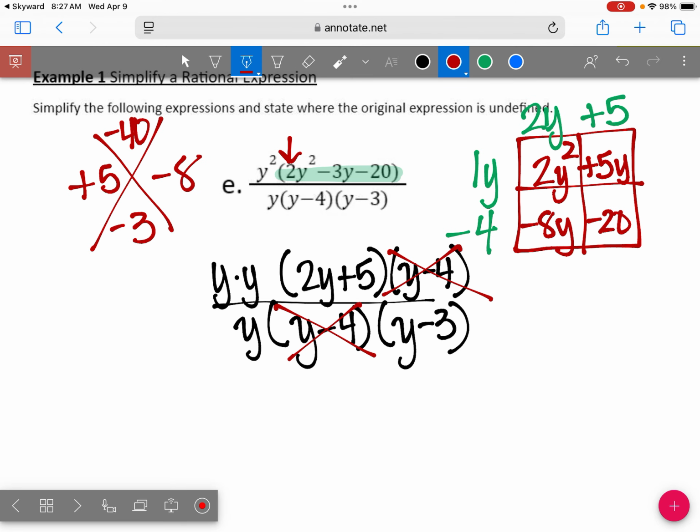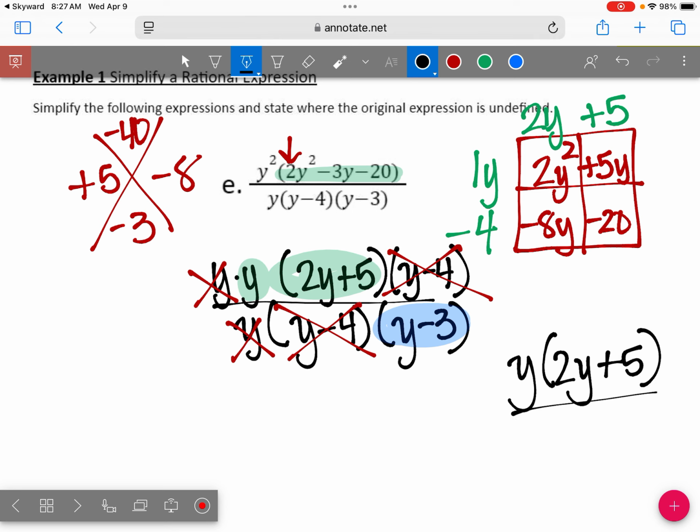What about anything else? Anything else go away? One of the y's. Just one though. So there's still going to be one left upstairs because we're only taking away 1. So now what's left over in the top is a y and a 2y plus 5. And in the bottom, the only thing that's left is a y minus 3. So my final answer would be y times 2y plus 5, all over y minus 3.